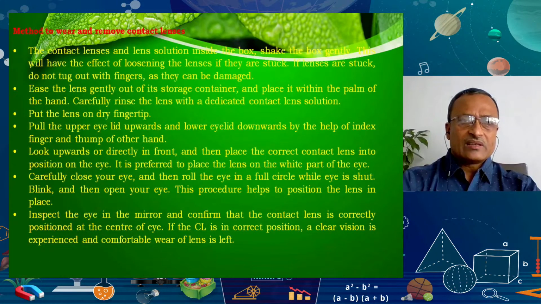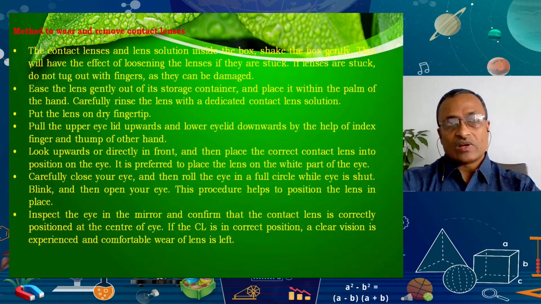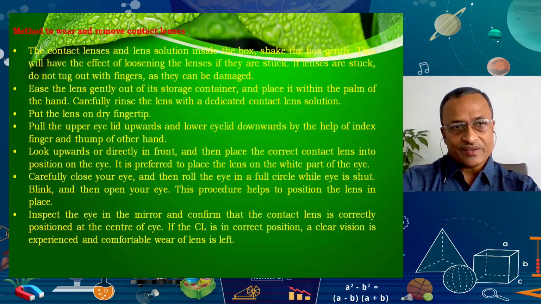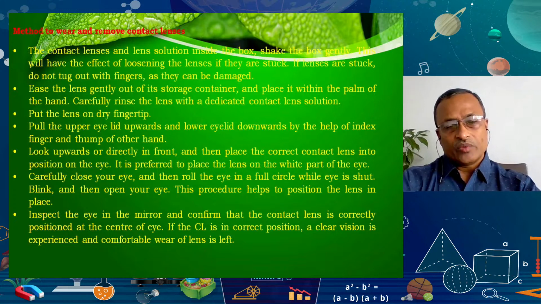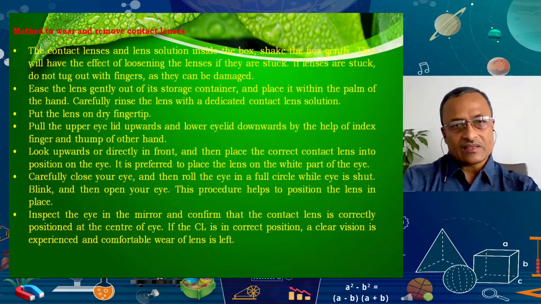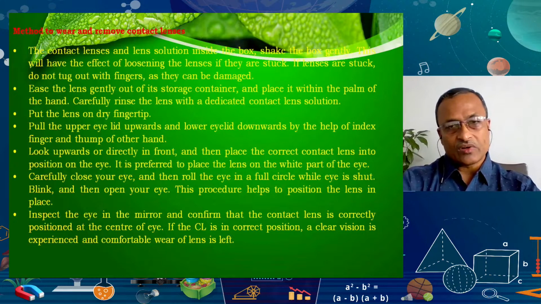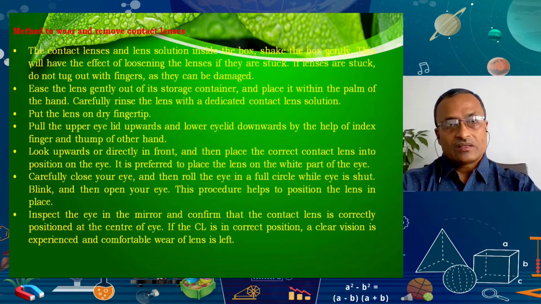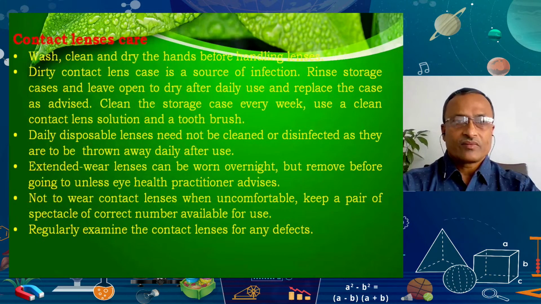Now there are various methods for wearing and removing contact lenses. You should keep your hands clean. You should keep the lenses properly inside the box given by the manufacturer, and while putting the lens into the eyes or taking it out, you should follow certain precautions. All these regular methods are described in the textbooks. Then we have to take great care of the contact lenses.